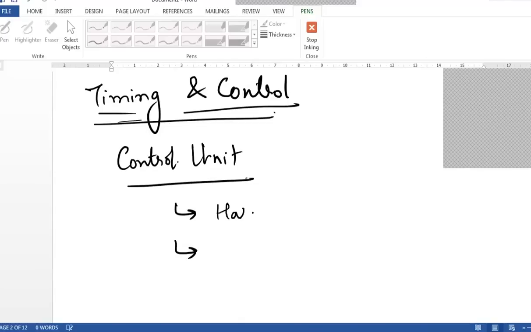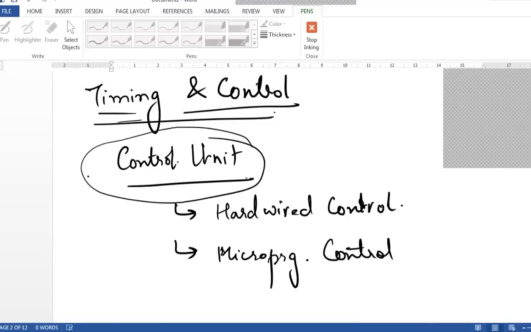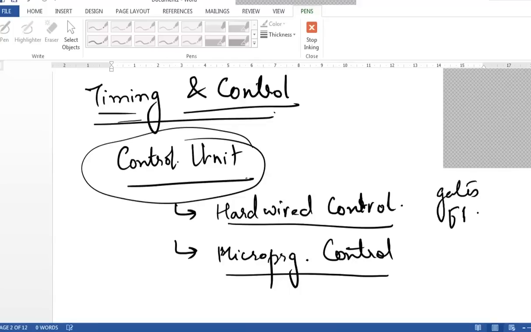Now this control unit can be designed in two ways. One is hardwired control, and the second is microprogrammed control. What are we doing right now? We are designing a control unit which would include the timing sequence for controlling the operations. It can be done in two ways: hardwired control and microprogram control. When I talk about hardwired control, it is implemented with the help of gates, flip-flops, decoders, and other digital circuits.